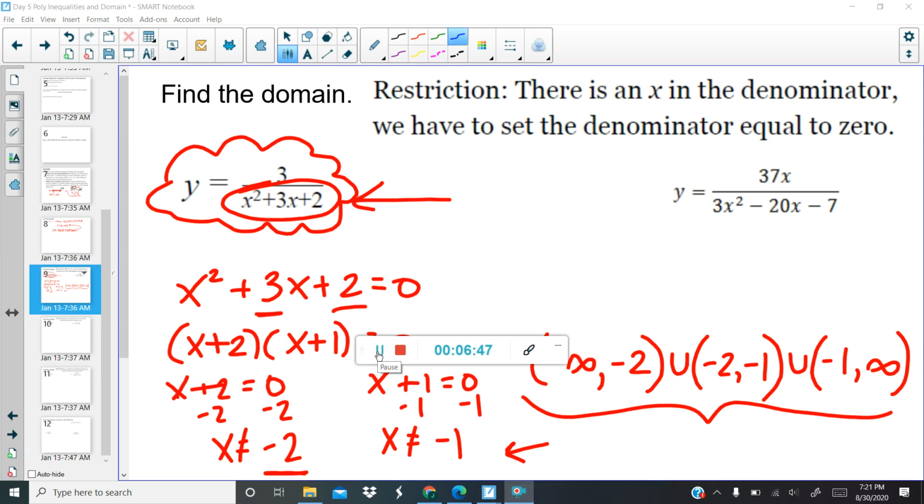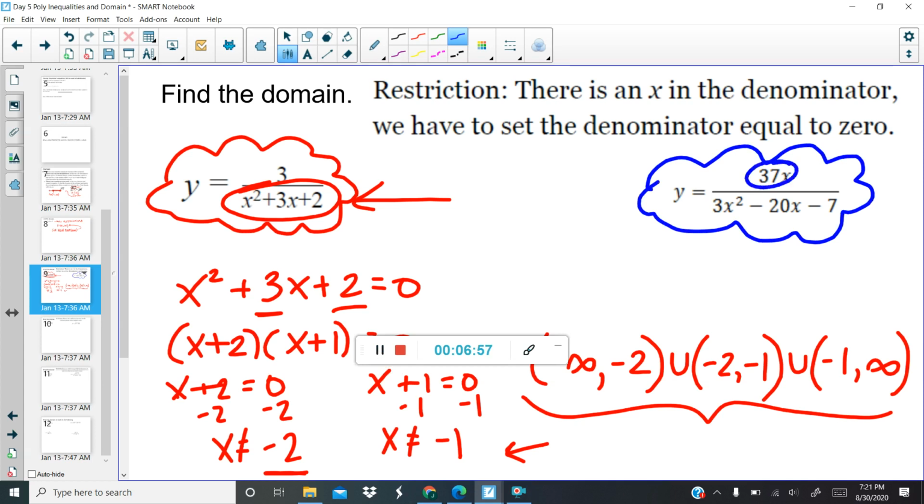Another thing I want to note, I'm not going to go through this entire problem over here, but in this one, instead of having just a number on the top, you have that 37x. That really isn't going to affect the way that you find the domain of it. You would still set this denominator equal to 0 and then avoid using those numbers essentially.